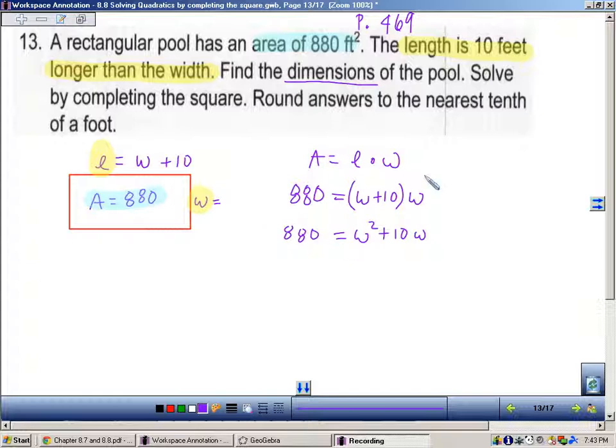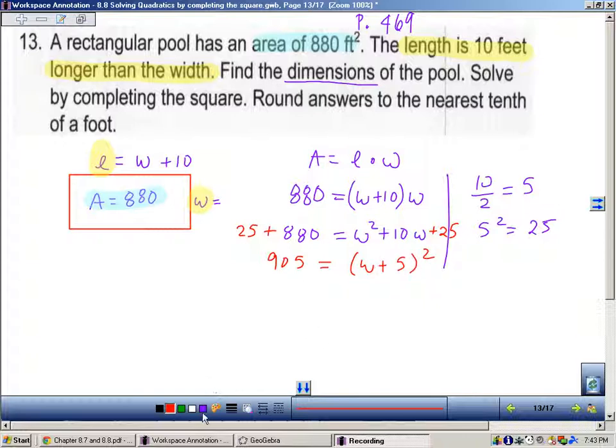And so completing the square, what we do is you take the middle term, right? Take half of it, and square the middle term after it's been divided by 2. So now we're going to add 25 to each side, the left and right side of the equation. And this becomes 905. And the factored form of this quadratic, now that it's completed, just take the square root of each side.